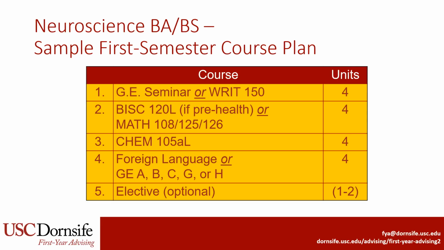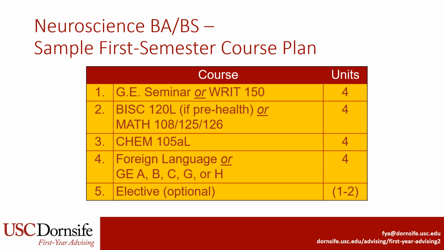This is a sample first semester course plan for students in neuroscience. All first-year students are required to take a GE seminar and Writing 150 in their first year. These should not be taken in the same semester. We recommend all students who are pre-health to start with BIS 120. You may choose to pair this course with either math or the first semester of general chemistry.